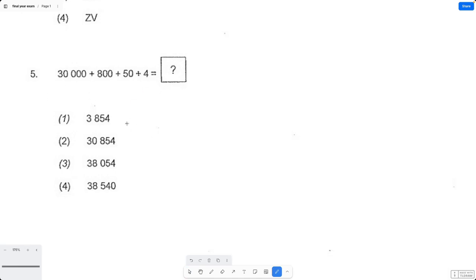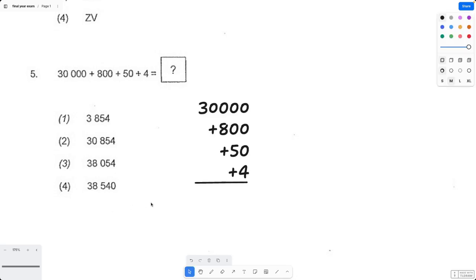If I were to write this down as a working, it looks something like this. Then what you're going to do is see where the individual numbers fall into. For the number 4, it will be at the end. So I'm going to write down 4. So in the end, what will it look like? It will be 30,854 in this case over here.